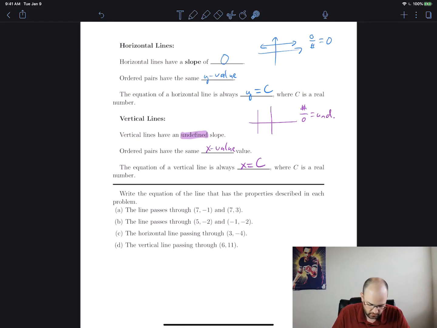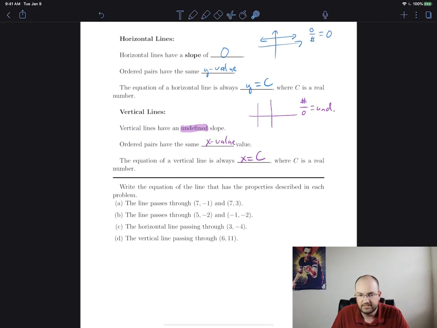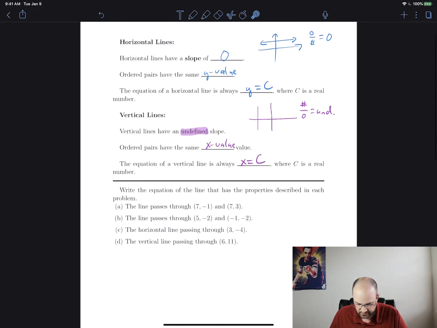Okay, so looking at this, we have a, b, c, and d here. We want to write the equation of the line that has the properties described in each problem. So for a here, the line passes through (7, -1) and (7, 3). Notice that the x's are the same for both of these, and as a result, that would give me the equation x equals 7. This is a vertical line, and remember, vertical lines have an undefined slope.